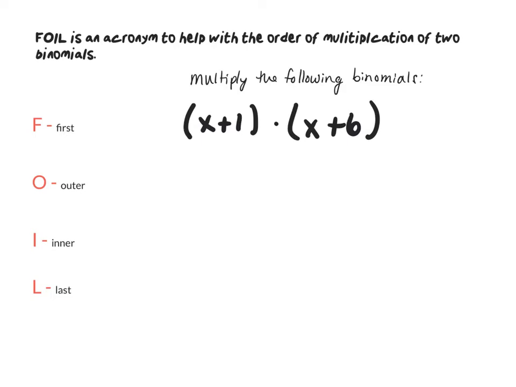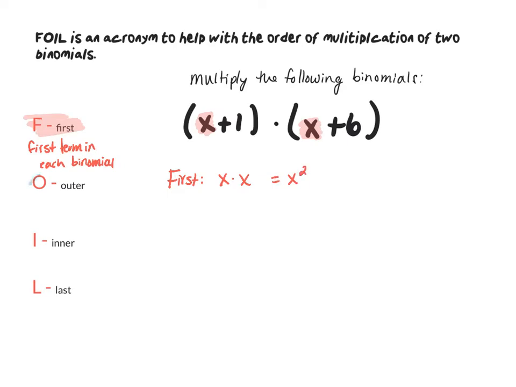So the first thing that we're going to look at in FOIL, the F stands for the word first, ironically. So what we mean by first is the first term in each binomial. So in this case, the first term here is x, the first term here is also x, so our first would be x times x, which is x squared.